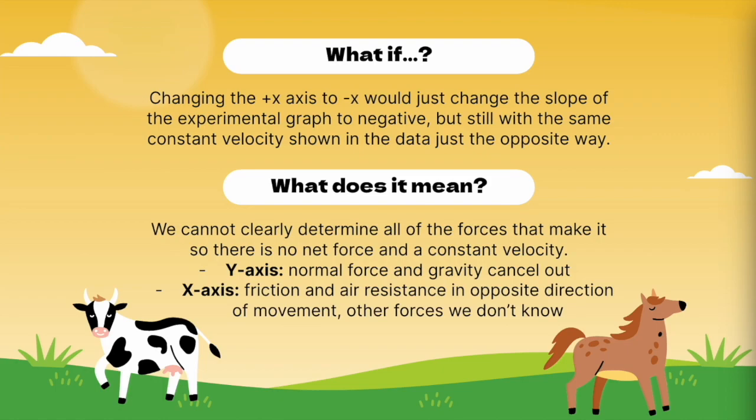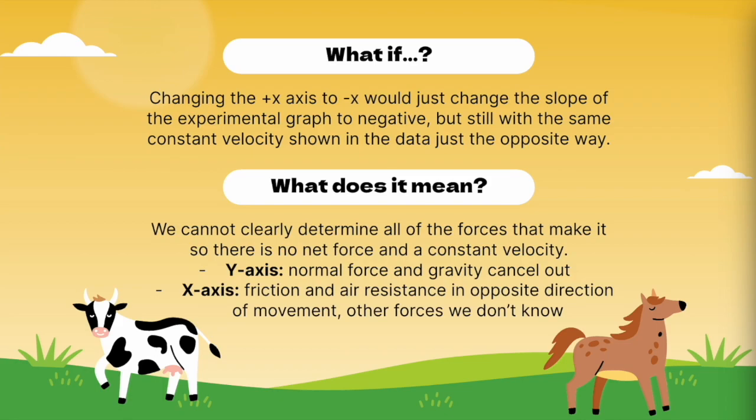Finally, to end off the video, we're going to cover the what if and what does it mean questions. For the what if question, if we change the positive x-axis to the negative x-axis, this would just reflect the graph over the x-axis, making it so that the slope of the graph will change to negative of what it is now. But the velocity will still be constant in just the negative of that, with the same magnitude.